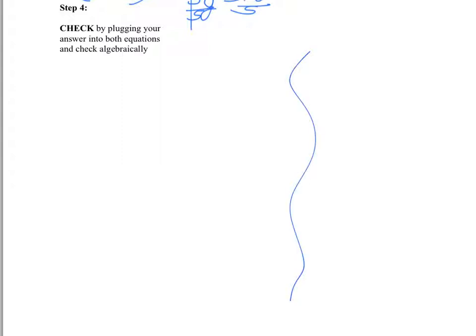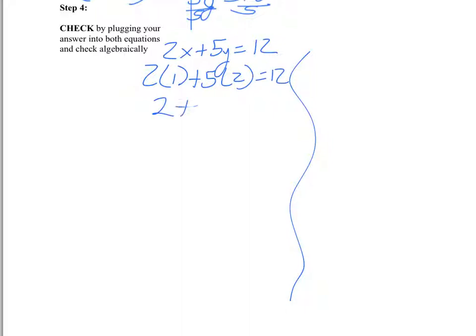Checking this one, again, back into the original equations. So 2x plus 5y equals 12. So 2 times 1 plus 5 times 2 needs to give me 12. 2 plus 10 needs to give me 12. 12 equals 12. And my answer checks.